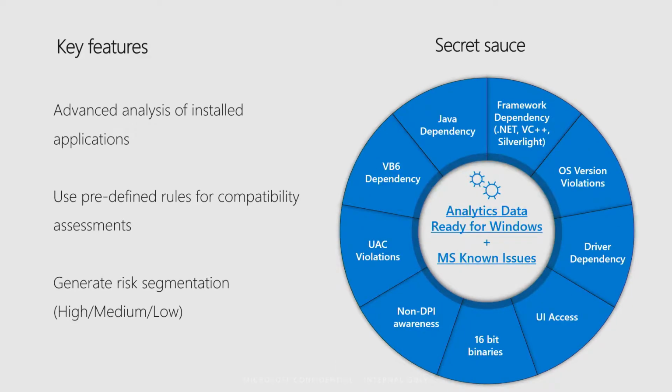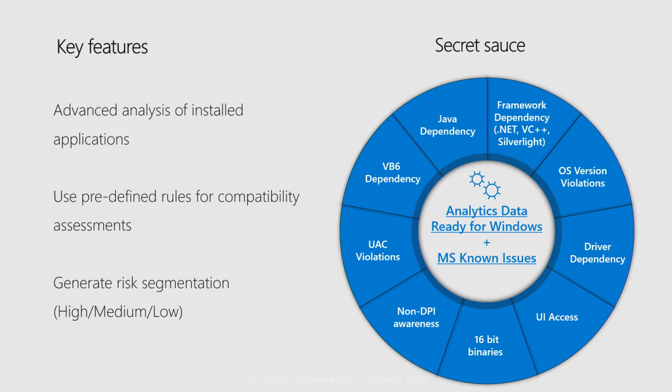So here is the secret sauce, right? If you look at the circle here, these are all the defined rules, or we call them signals, which we use for the app assessment, right? And Aniket in some time is going to go, and in his demo, is going to talk about these signals and why they are important, and how relevant they are for a line of business application.